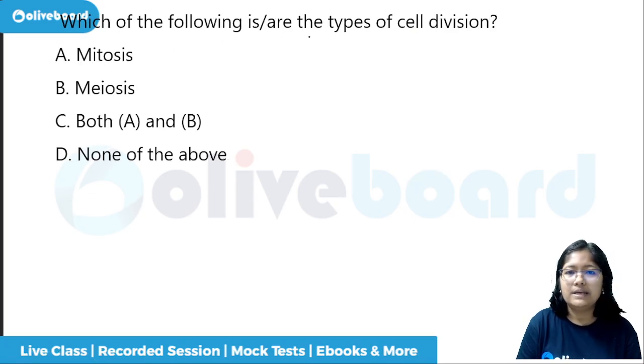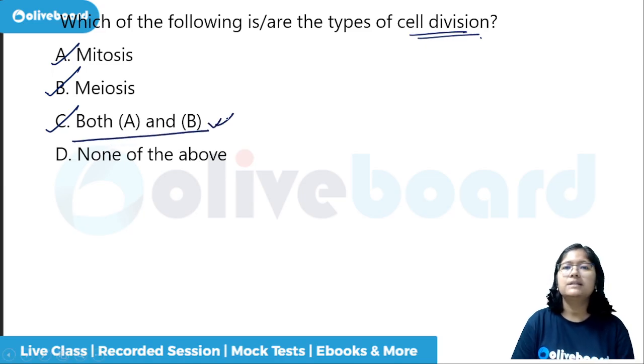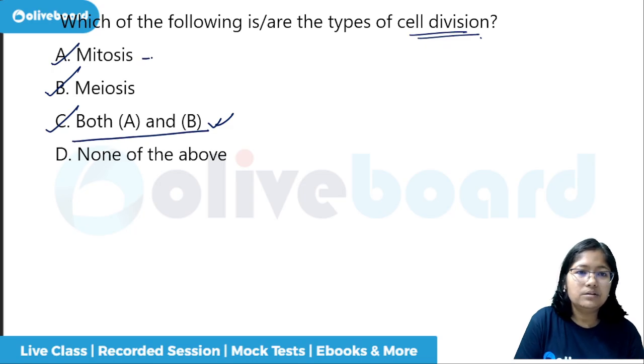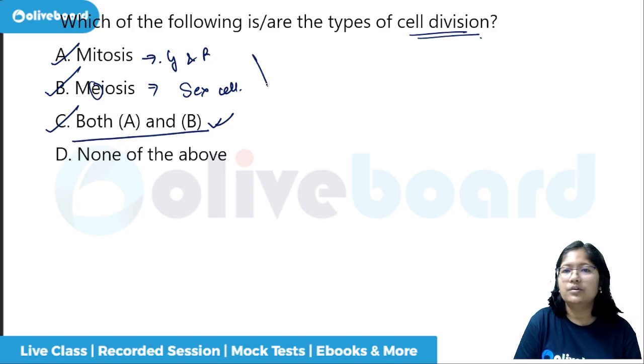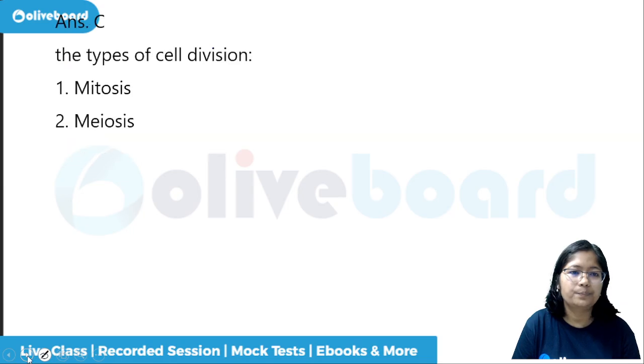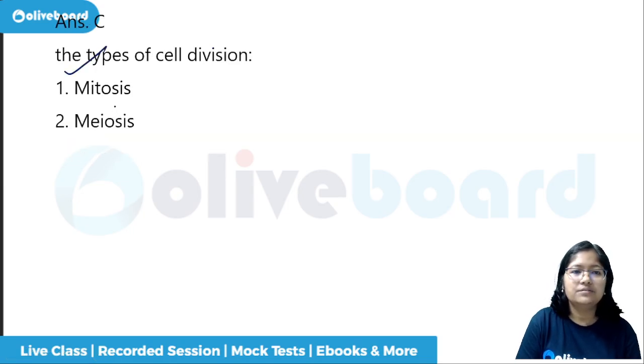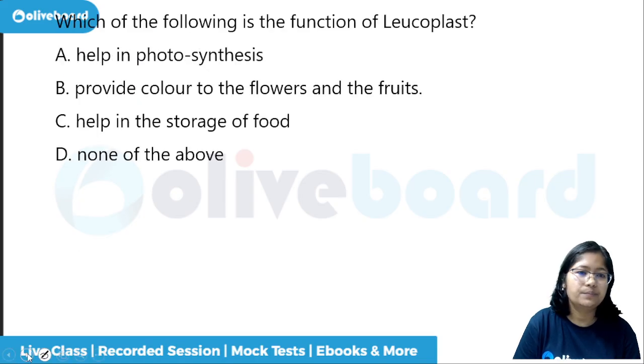Which of the following are types of cell division? So the types of cell division are meiosis and mitosis. So both A and B are correct. You have meiosis and mitosis cell division. Mitosis is normal growth and repair, and meiosis is for the sex cell. Okay, so this is for cell division. Both meiosis and mitosis are the types of cell division.